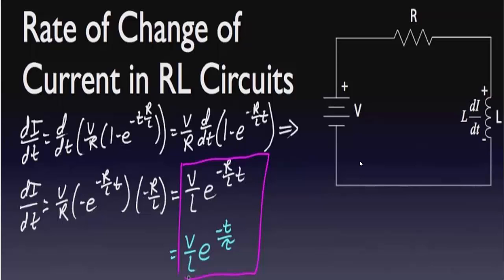Because of the chain rule, we must keep in mind what we're differentiating with respect to time. When you simplify all that, you get V over L times e to the negative R over L t. Again you can replace negative R over L with negative 1 over tau, so V over L times e to the negative t over tau. That's the equation to find the rate of change of current in RL circuits, where V is the voltage in the beginning, R is the resistance, and L is the inductor in the circuit. That's how you find the rate of change of current in an RL circuit.